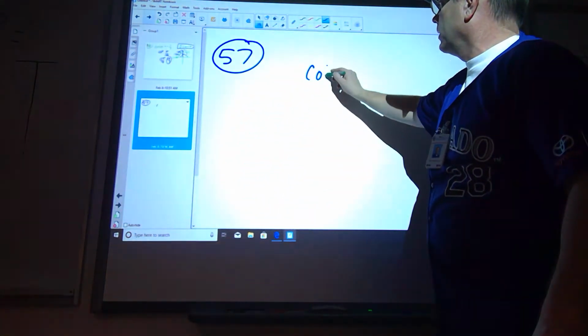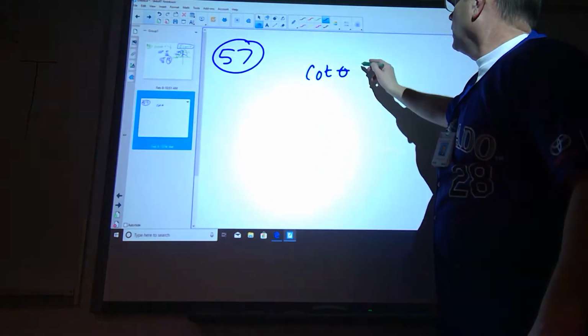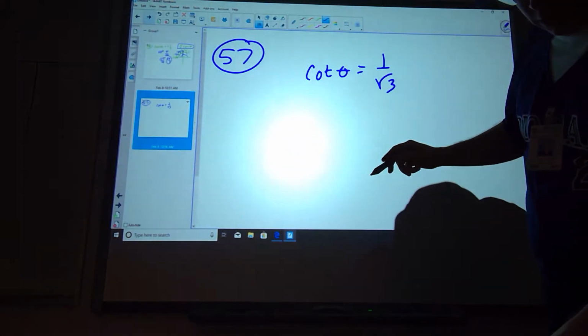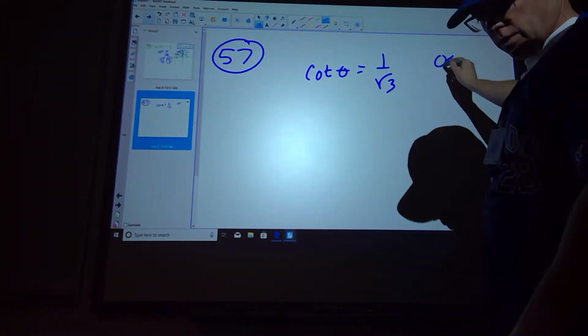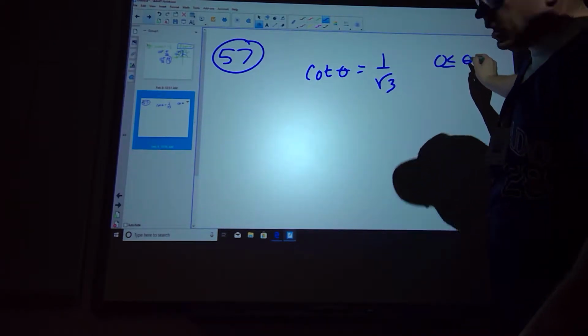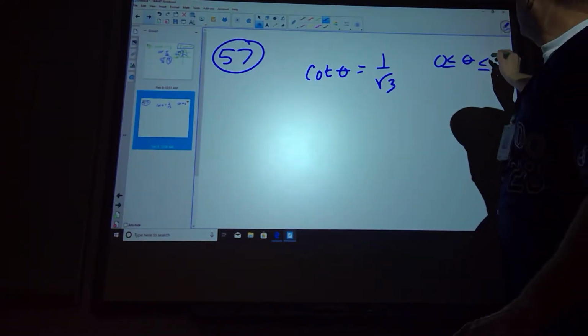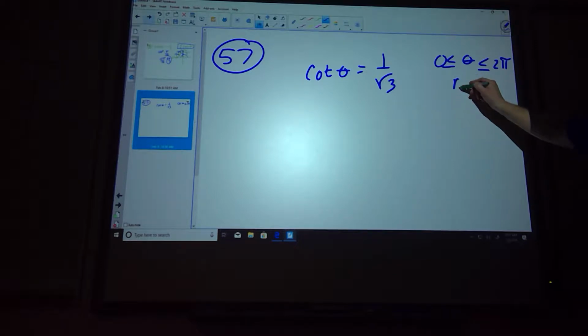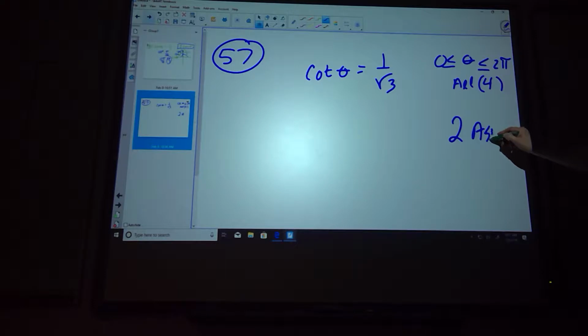So we have cotangent of theta equals 1/√3. And then they told us we want the answer to happen between these. Okay, so does that up there represent all 4 quadrants? Yes. So this is all 4 quadrants. So that means we have 2 answers. Okay? How do we have 2 answers?